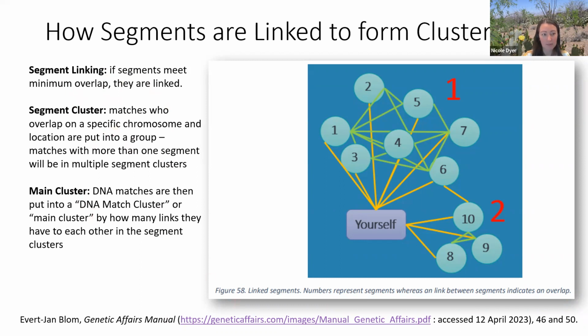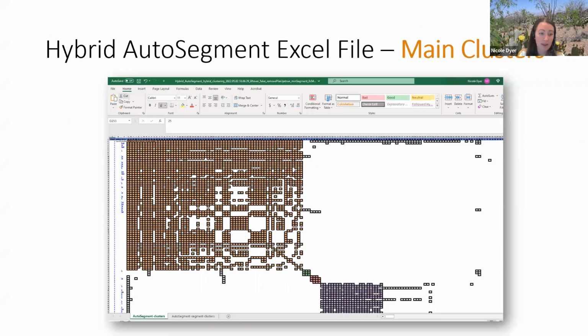Let's see what it looks like. In the Hybrid AutoSegment Excel file, which is what I prefer to use, it does give you an HTML file to look at, but mine are usually too large and take up too much memory in the browser. So I usually use the Excel file.